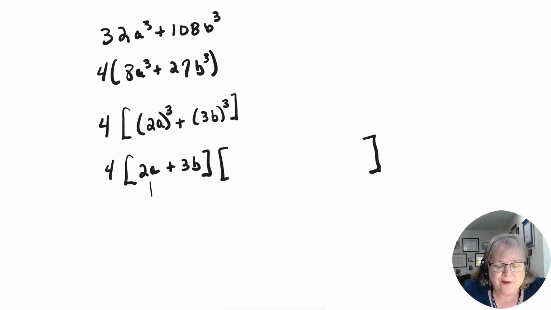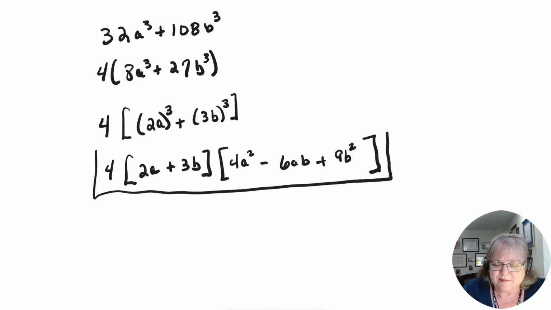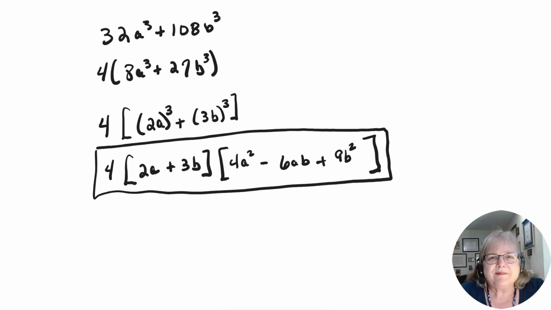Then you take this term in the front, 2a, and you square it. That would be 4a squared. Then you take the term in the back and you square it. That would be 9b squared. Then you take the front times the back, 2a times 3b is 6ab. If this is a plus, this is a minus, this is always a plus. And you're done. All right, so that's the sum and difference of two cubes.